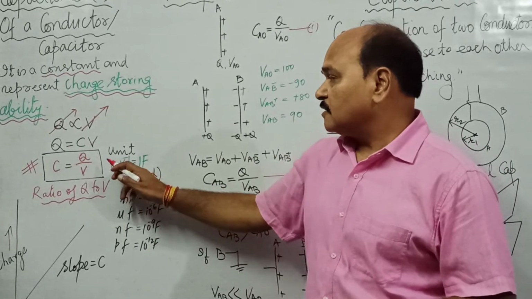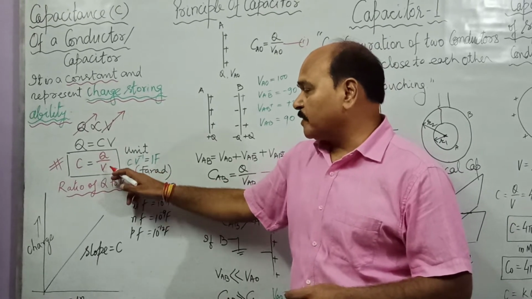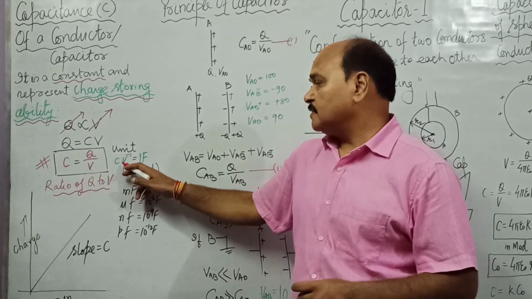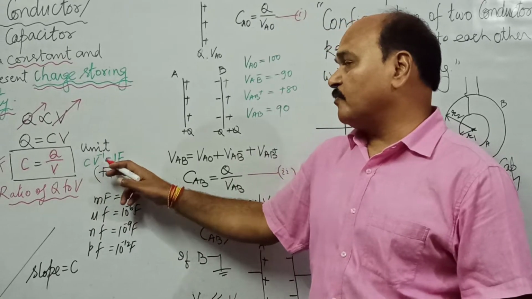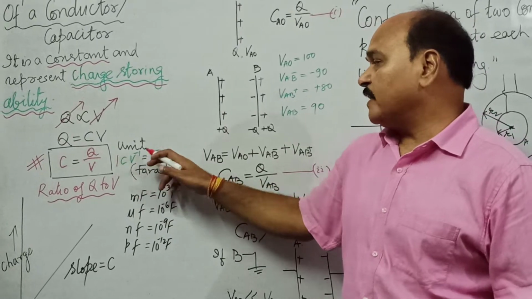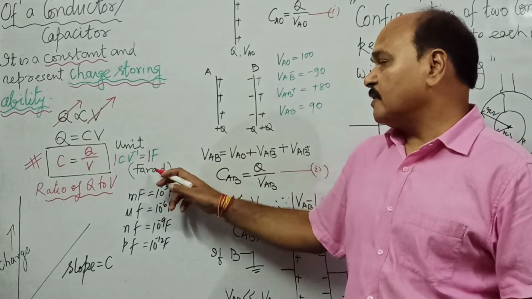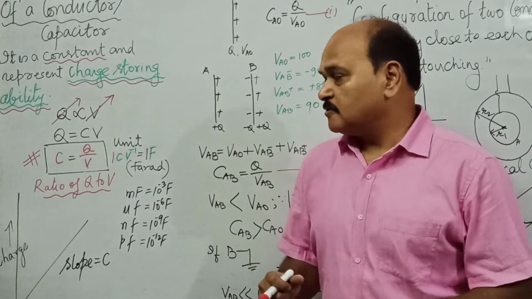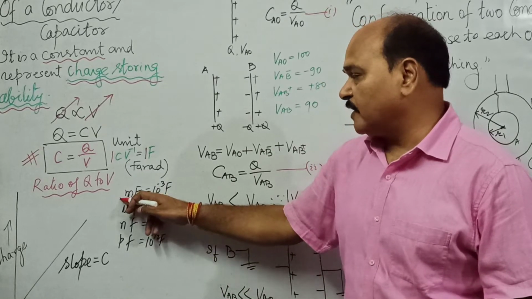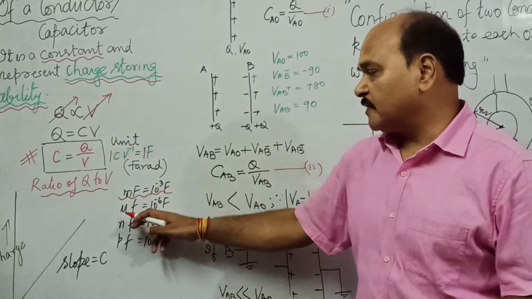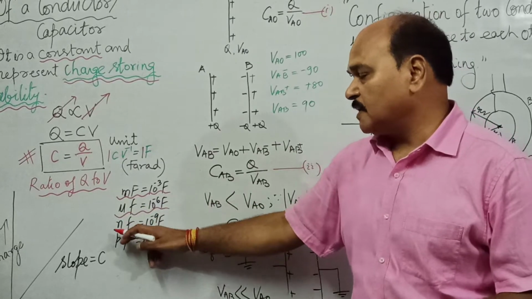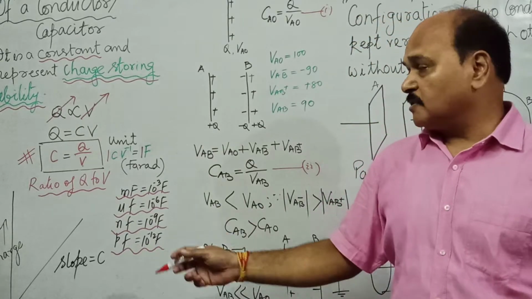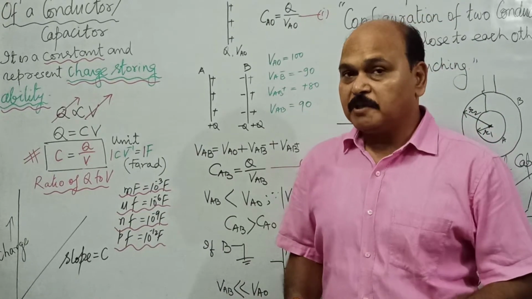Its unit is coulomb per volt. Coulomb for charge and volt for potential. So C V^-1, that is coulomb per volt, and that is what is also called 1 F. 1 coulomb per volt is 1 F. F is farad. This farad is a huge charge storing ability. So we use its smaller subunits like millifarad. Millifarad means 10 to the power minus 3 farad. Microfarad means 10 to the power minus 6 farad. Nanofarad means 10 to the power minus 9 farad. And picofarad means 10 to the power minus 12 farad. So these are smaller subunits of farad which are commonly used.